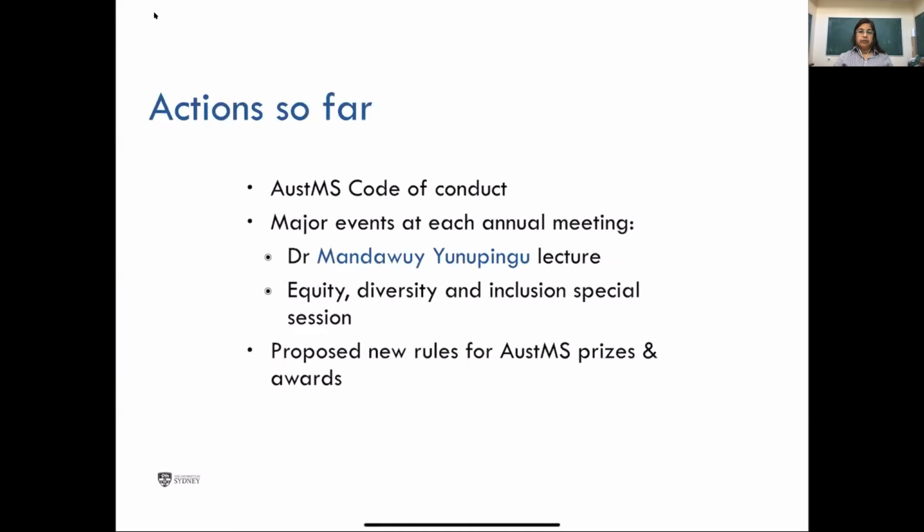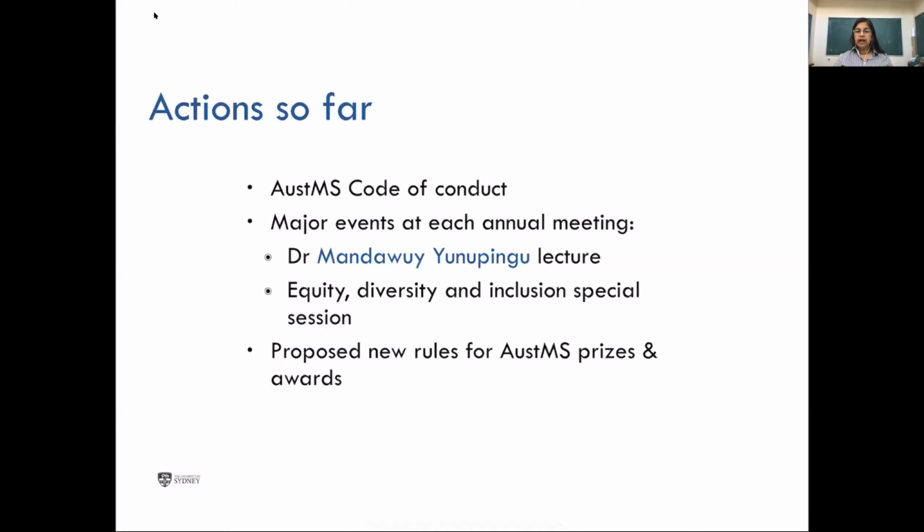The actions that we have undertaken so far, as I've just mentioned, include the code of conduct. But the two events, one of which has happened already from yesterday, and one which is about to happen in this session, are the Dr. Mandawuy Yunupingu lecture, which will be an annual plenary lecture at each meeting of the Australian Mathematical Society, and the special session we had yesterday on equity, diversity, and inclusion.